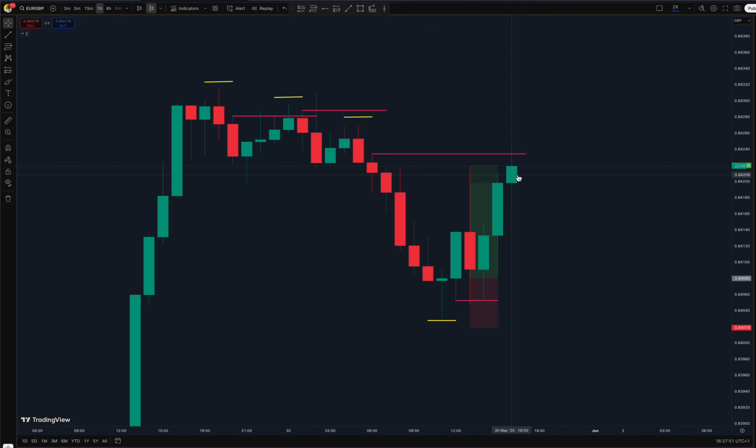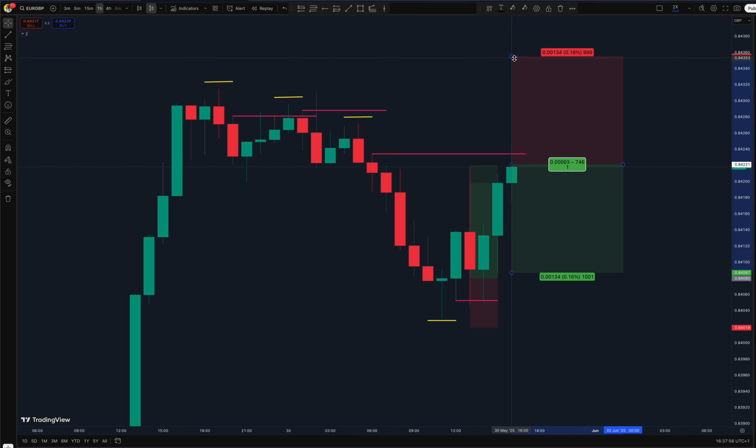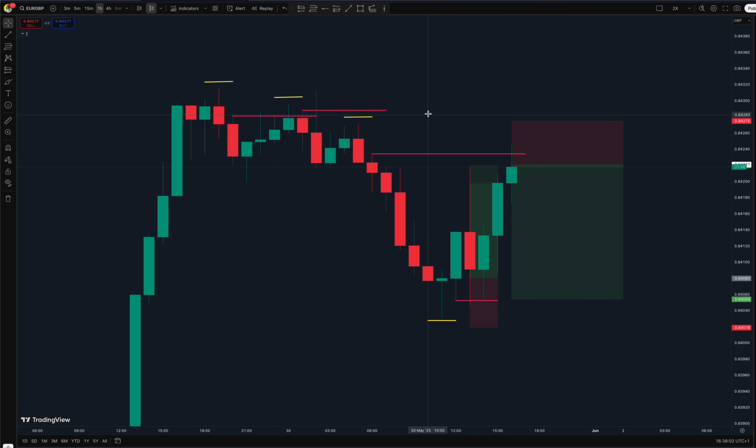If this closes below this point, we'll be opening up a trade here, but we've got to wait for the close. That's still another 20 minutes away. But you know, we'll go back here to maybe these lows. We see another sweep here, and this is pretty good actually.